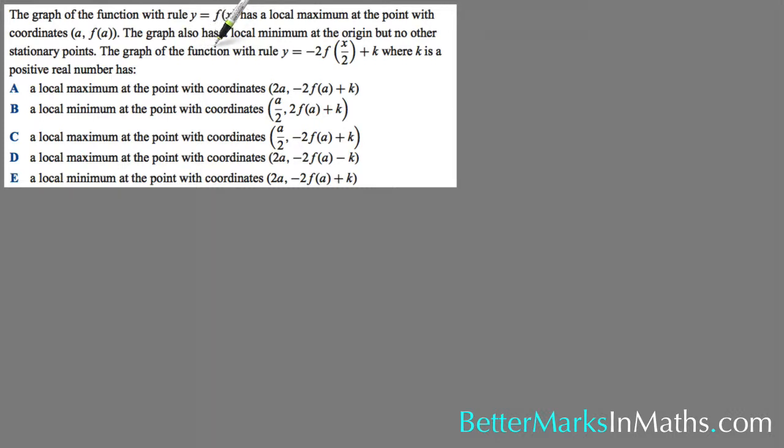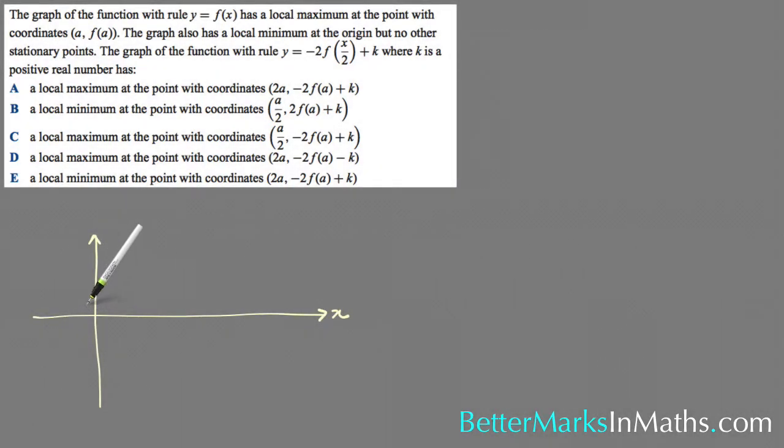And the graph of the function with rule y equals minus 2 f of x on 2 plus k, where k is a positive real number, has one of these happening, either a maximum at the point with these coordinates, and you've got other options as well. So it's saying that it's either got a maximum with certain coordinates or a minimum with certain coordinates, and one of them is correct. So a good way of doing this question is to draw the graph from the information that you're given, and you are given the fact that it has a minimum at the origin and also being a cubic. So you could set it up something like this.